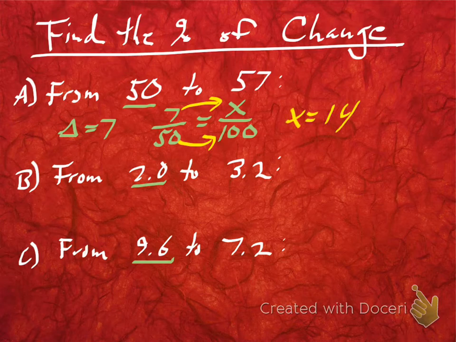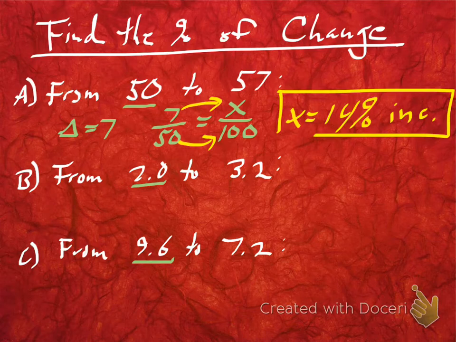Now, it's easy to stop there. Don't forget, that's a percent. And we're going from 50 up to 57, so we're going to put at least an INC here. That's all you've got to write. So this one, part A, you should have got a 14% increase. Okay? Do the same thing for the second one.